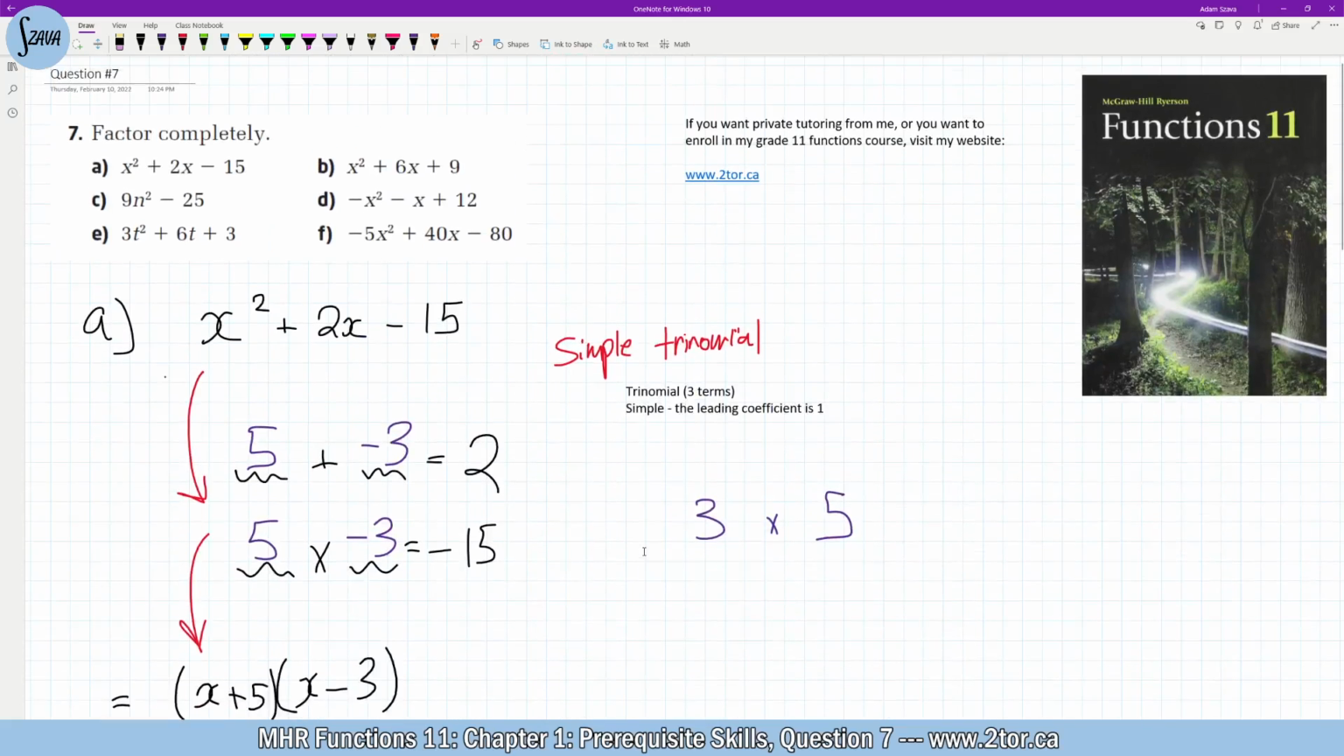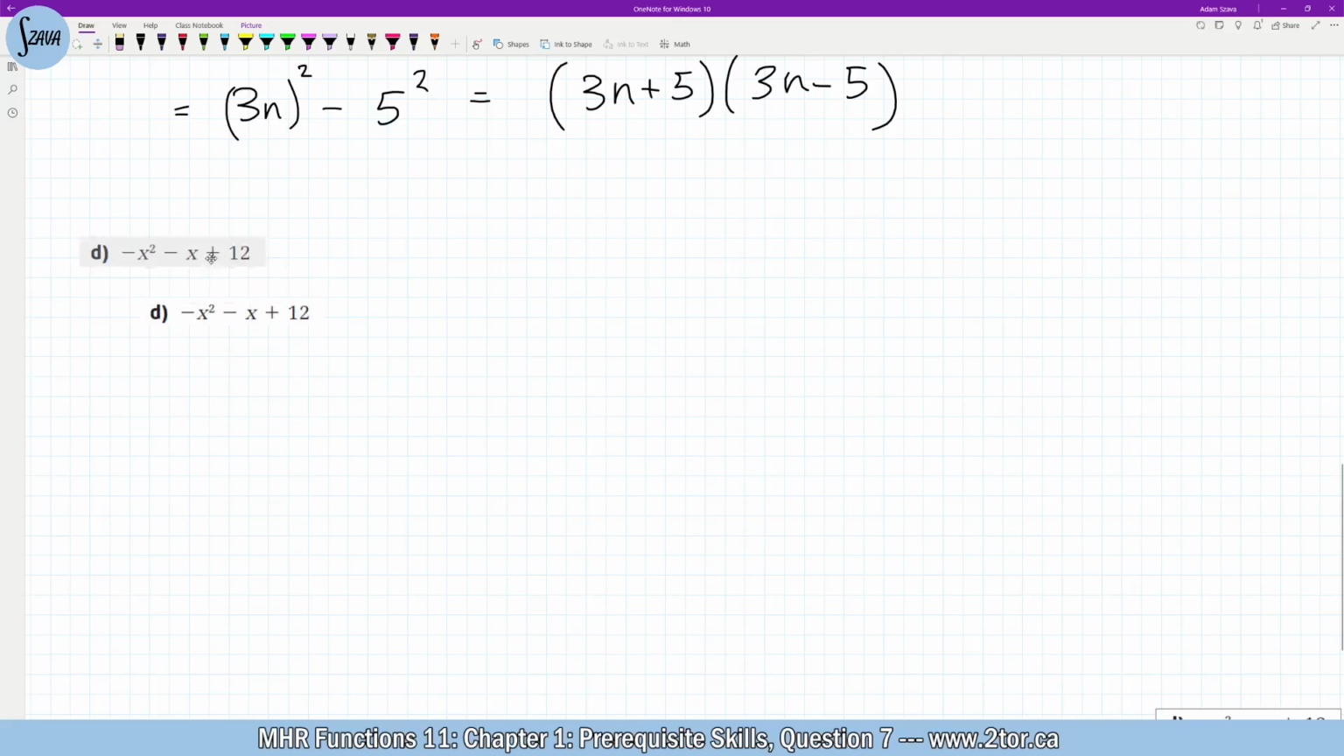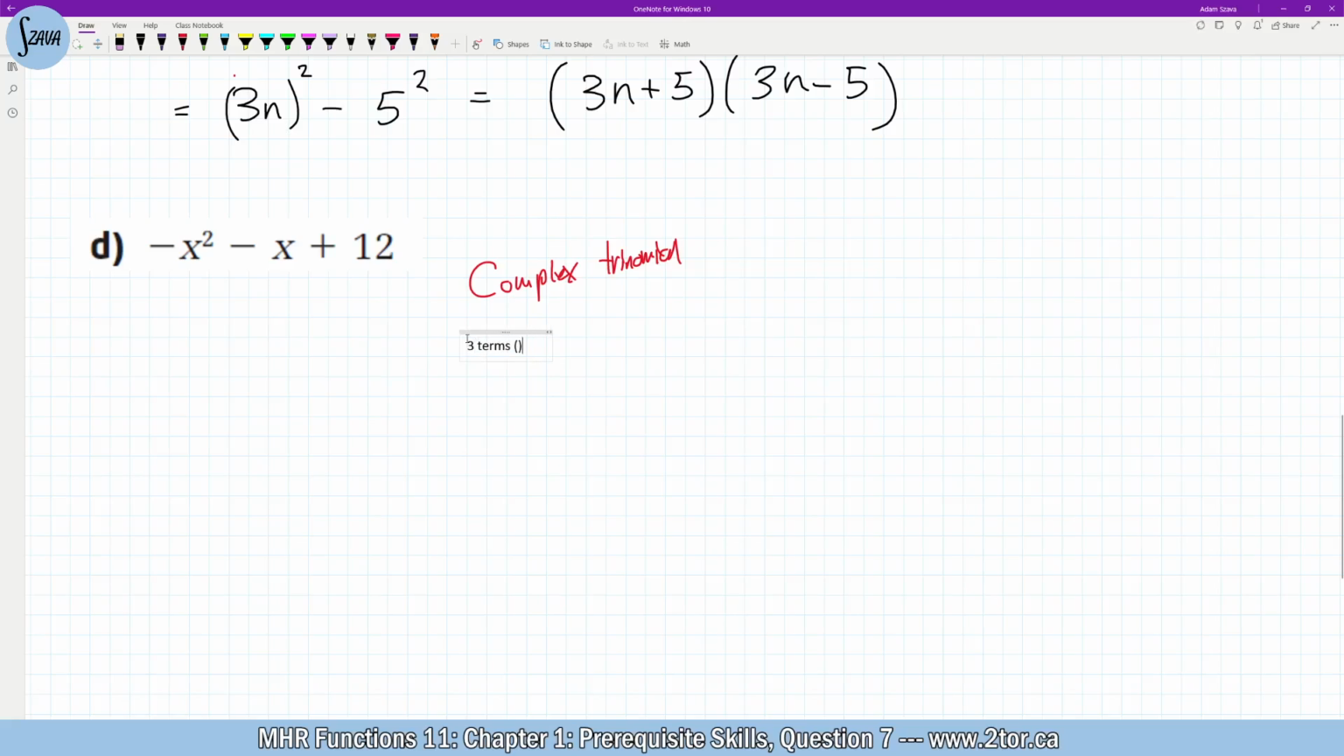Okay, that's it for that. Let's move on to part D. Part D, we have a trinomial. But this is not a simple trinomial. This is a complex trinomial, right? The reason I know this is because it has 3 terms. That's what makes it a trinomial.